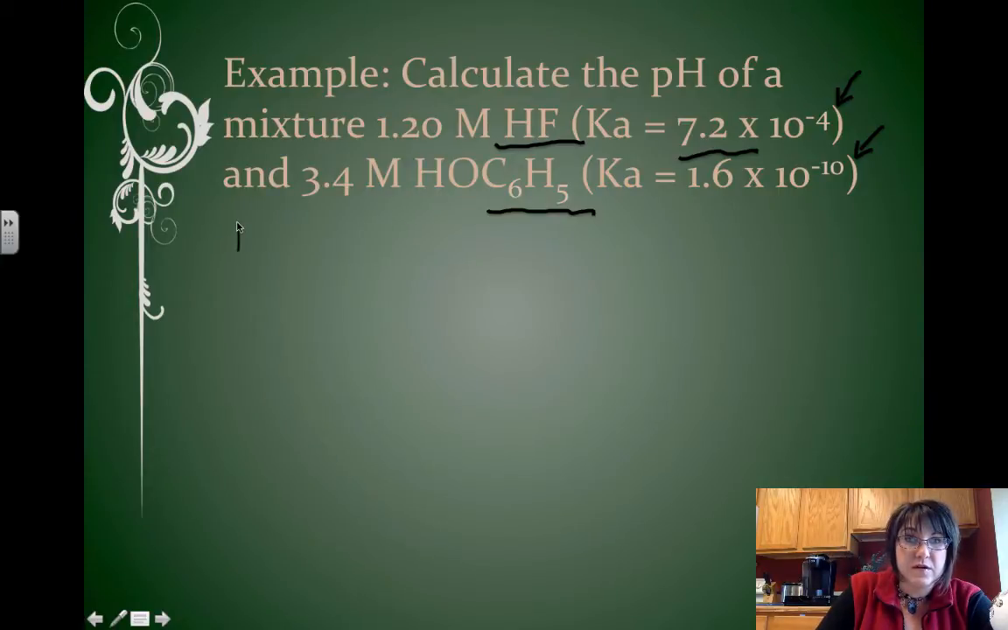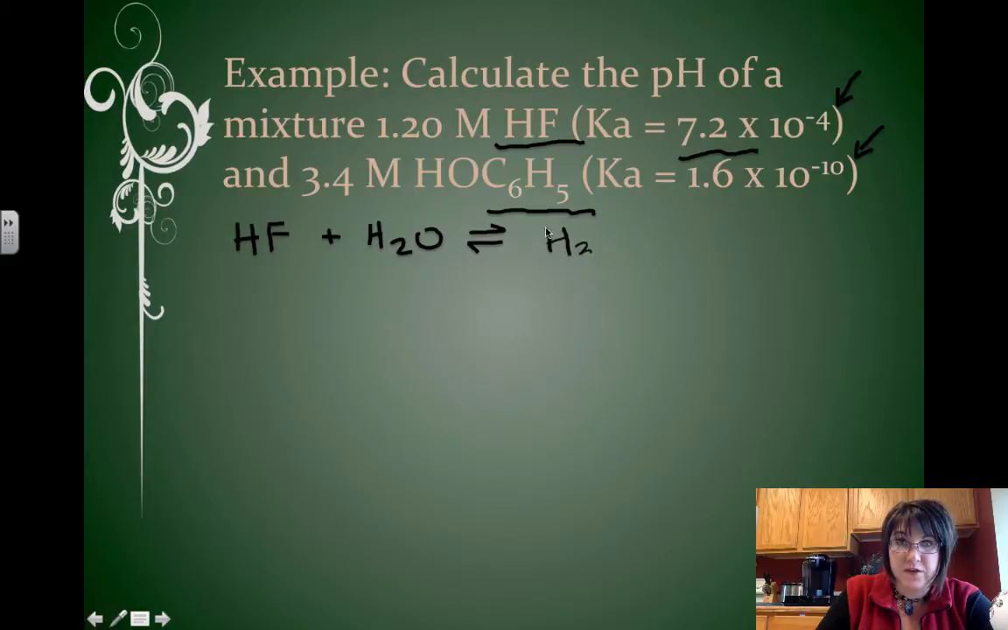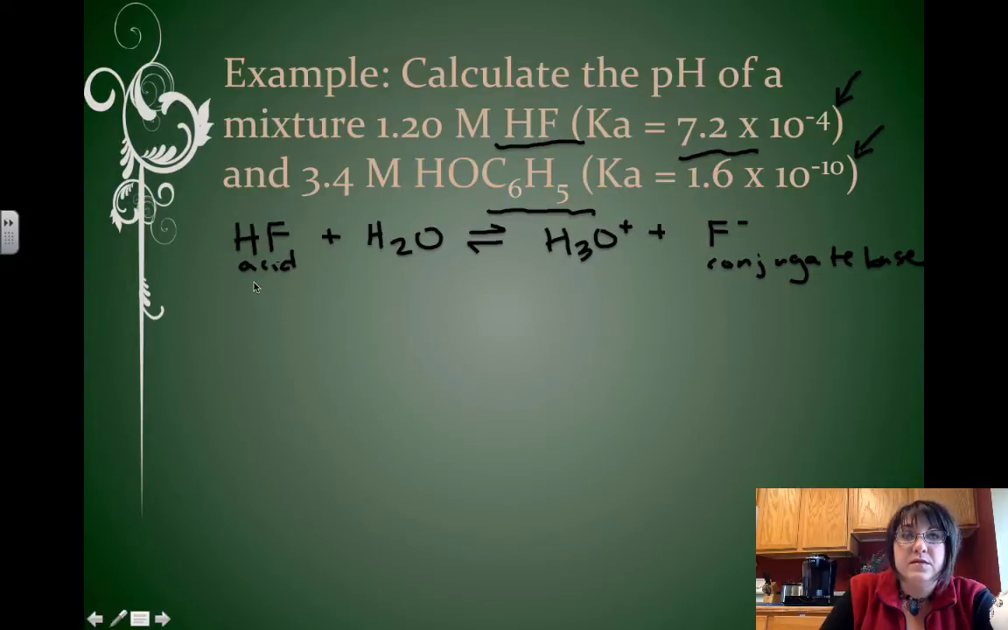So let's start with our equation that describes the equilibrium when the weak acid is placed in water. So we form the hydronium ion and the anion. So here's my acid, and this is what's called its conjugate base. And we'll set up a RICE table to describe what's happening with HF.